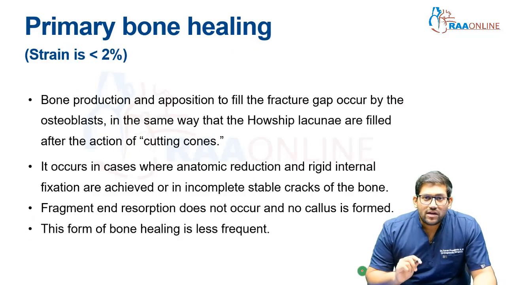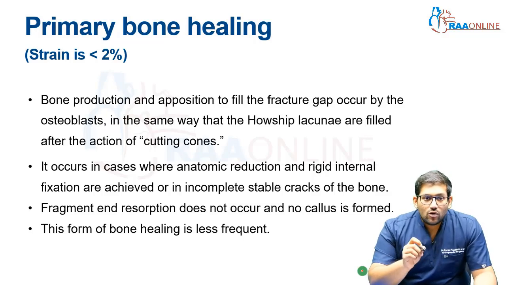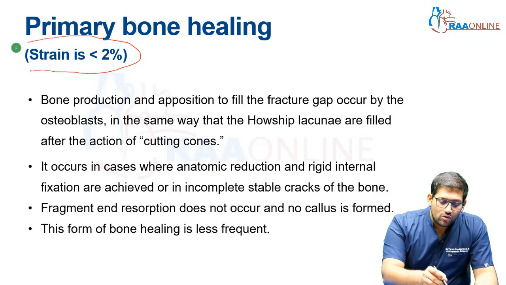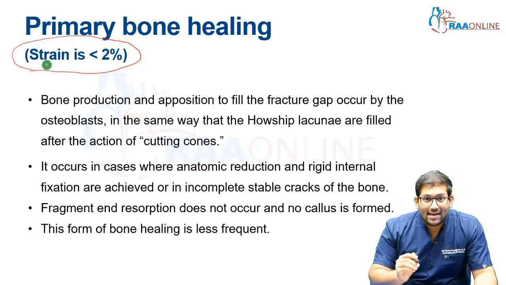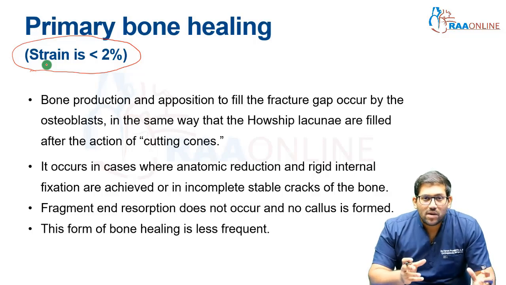The other important point I've been mentioning here is the amount of strain that goes through the fracture site in order for a bone to heal by primary healing: the strain is less than 2%, which means the fracture maintains its length and innate stability. Only when the strain is less than 2% are you going to have primary bone healing. If it's going to be more unstable, or if there's going to be more micromotion occurring there, what forms is a secondary bone healing.